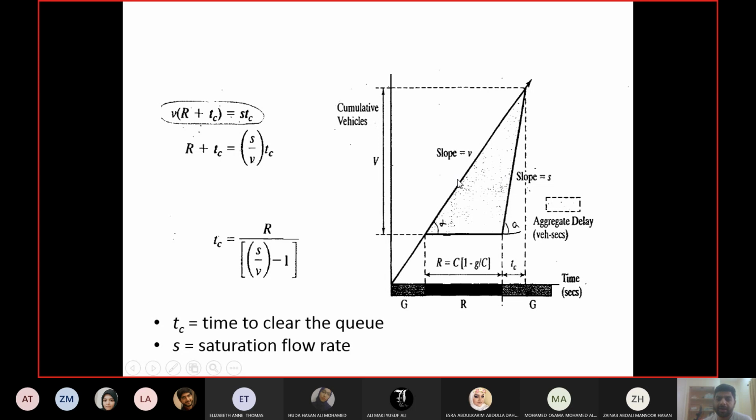Then we have arrival flow rate. We have another method of calculating number of vehicles in the queue, which is capital V, using the arrival flow rate. Now, vehicles are coming at a rate of v. So these vehicles who come during red time will join the queue. So v into R will give you part of number of vehicles in the queue, because even after the red time, the queue is there.